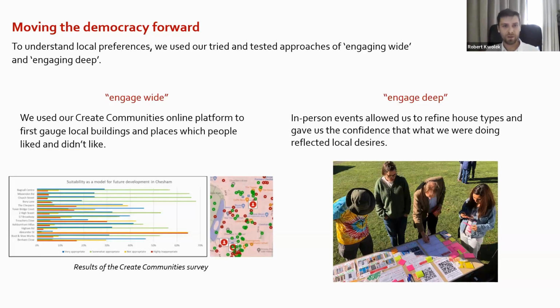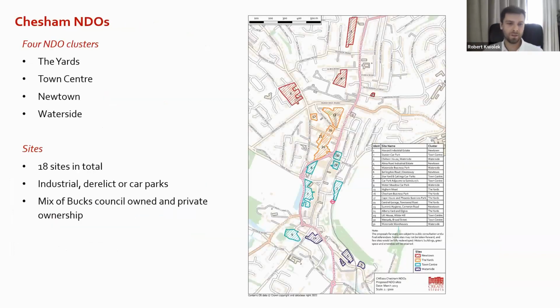So we tried 2 approaches: engaging wide and engaging deep, using our Create Communities tool, which we very often use with pretty much all the design codes we've been working on, which is our online platform. Then we took that one step further with in-person events, workshops with the local community, in parks, and at the Christmas fair, to boil down exactly which aspects of the house designs they liked.